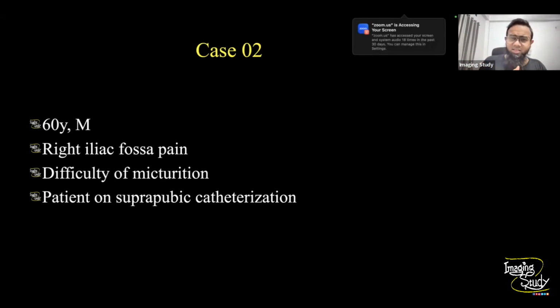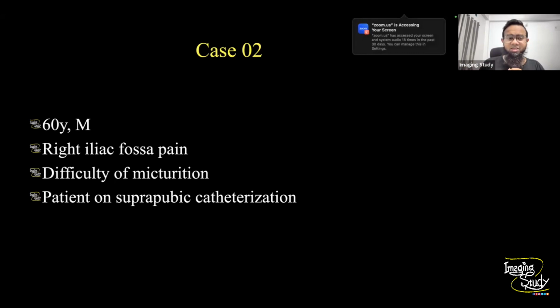So this is a 60-year-old male patient who came with right iliac fossa pain. When a patient comes with right iliac fossa pain, we try to look for appendicular lesions or the like. But the patient came with other complaints too, like he complained about difficulty of micturition.